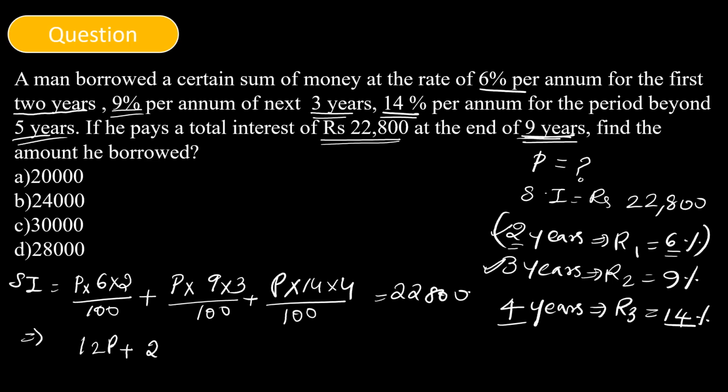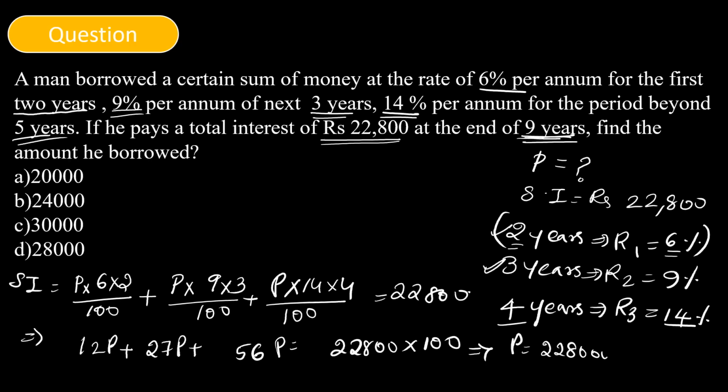12P plus 27P plus 56P equal to 22,800 into this denominator 100. So we'll solve this and get P equal to 22,80,000 divided by this whole sum, 95, and the answer is 24,000. Okay, 24,000. Option B is the correct answer.